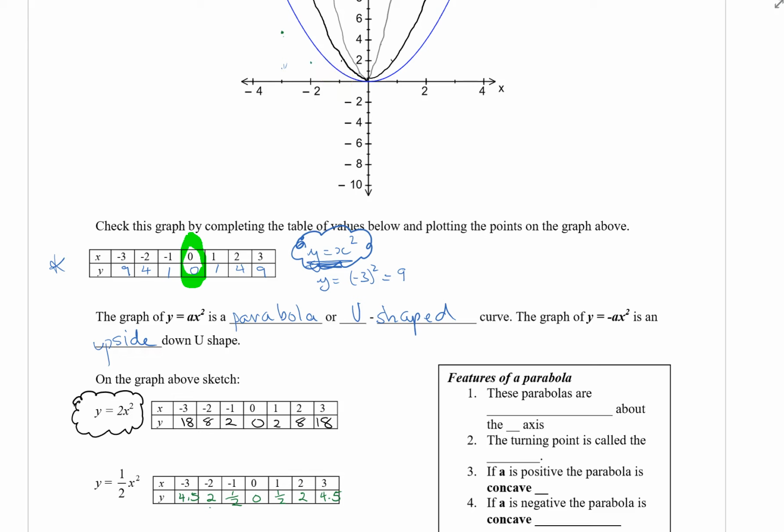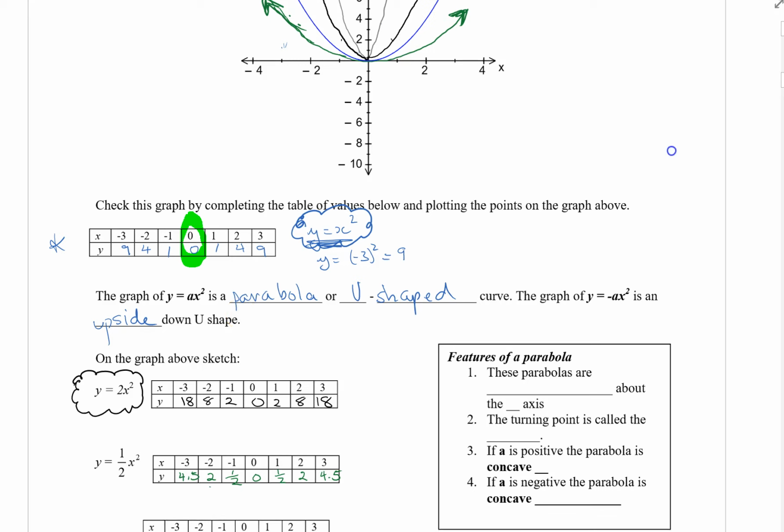I'll just pause the video and attempt to sketch that one. It's not a very good sketch, but hopefully you're getting the idea that now the parabola is going flatter compared to the standard y equals x squared. Like I said before, we compare everything to the graph of y equals x squared. So we get a flatter graph.